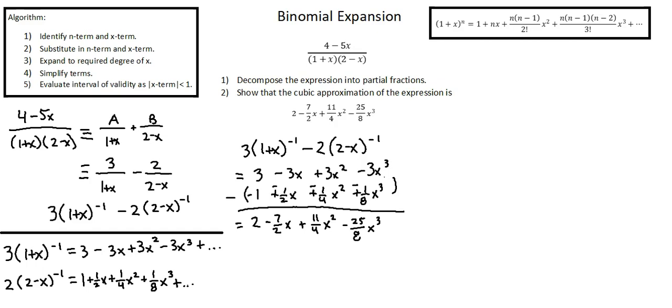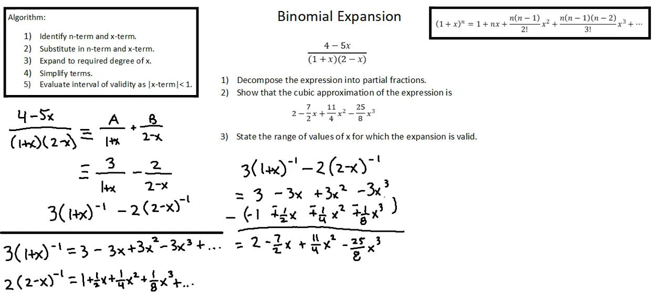We're just about done. There's a requirement number 3, which you don't see yet, but it's coming. And there it is, step 3: state the range of values of x for which the expansion is valid. That relates to step 5 of our algorithm. Evaluate interval of validity as absolute value of x term less than 1.